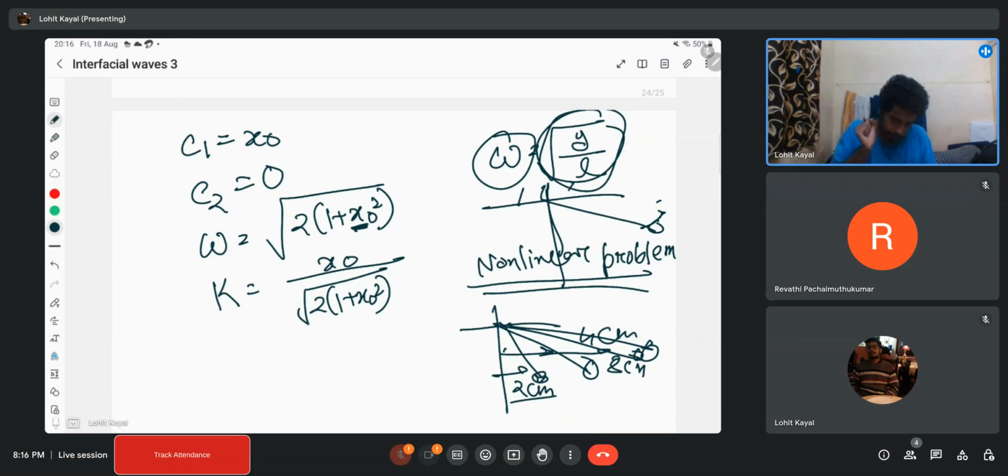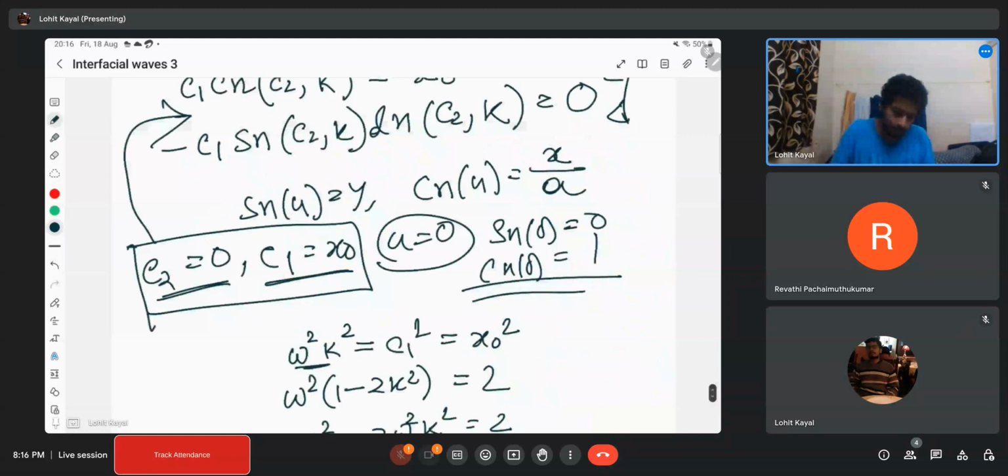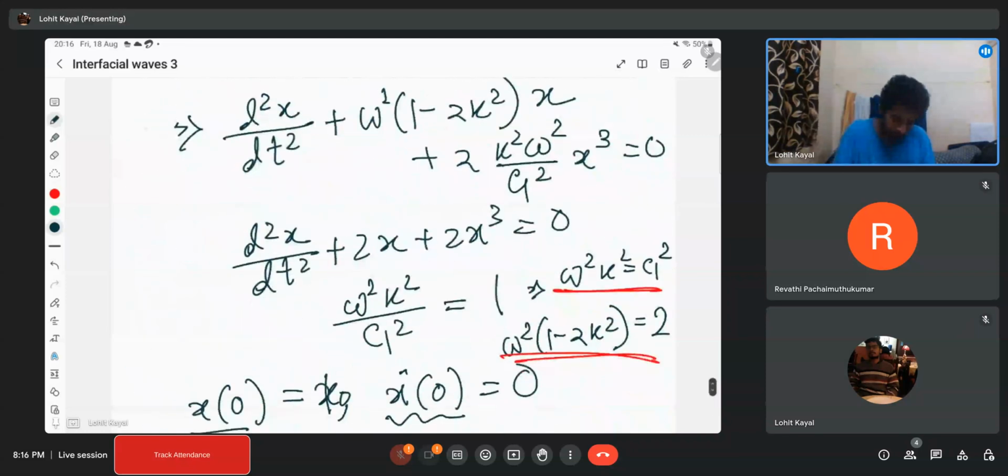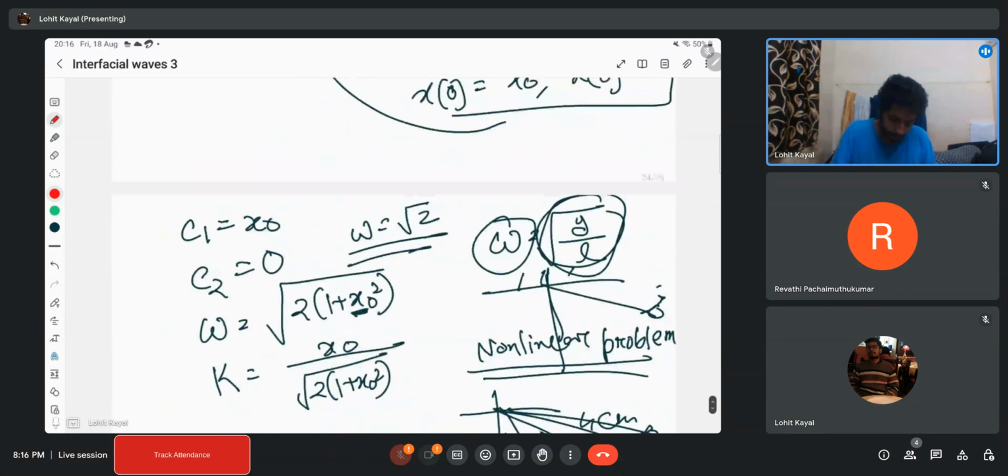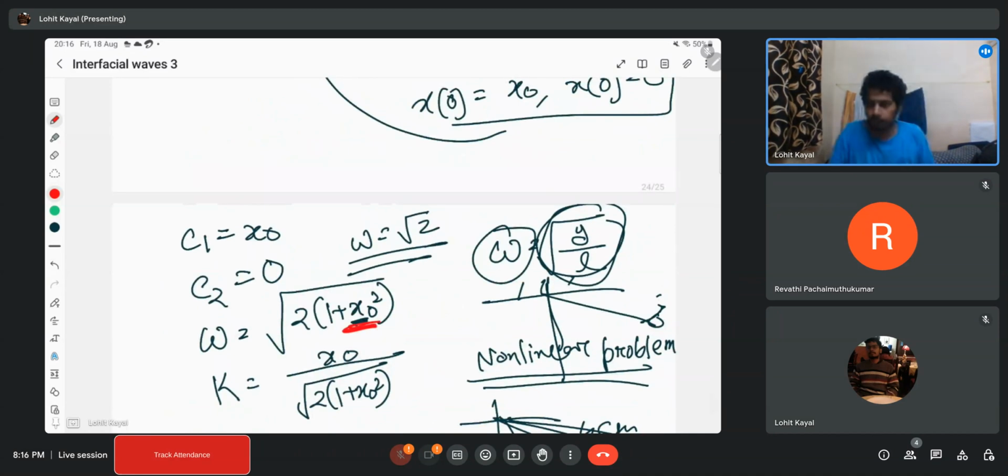If the system is a linear system, then your frequency would have been square root of 2. Why? Because if the system is linear, this term will disappear. This term is what is making it non-linear. Apart from this term, the expression is simply d2x dt square plus 2x, so the frequency is square root of 2. But this term is making it non-linear, and because of the presence of this nonlinear term, your frequency is influenced by your initial displacement x naught.